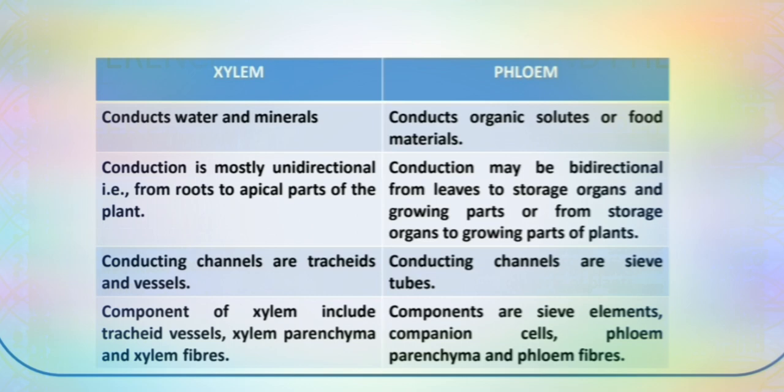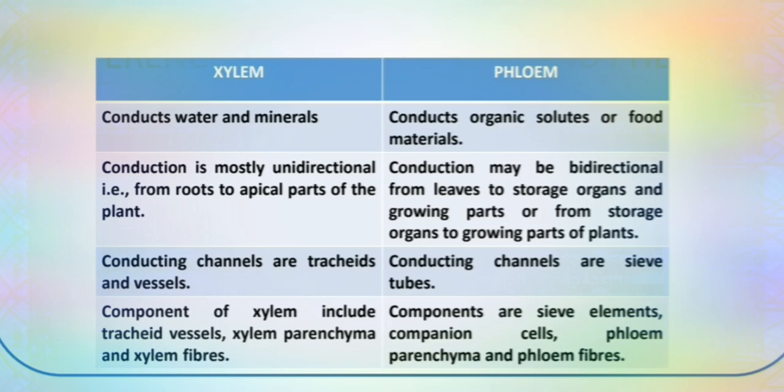And the third one, conducting channels: tracheids and vessels. Channels means passage, a pathway, a passageway. So here in xylem, it is tracheids and vessels. They only conduct or transport water and mineral salts. But in phloem, the conducting passageways are sieve tubes, and they transport the food.